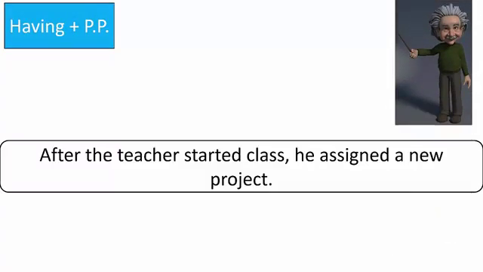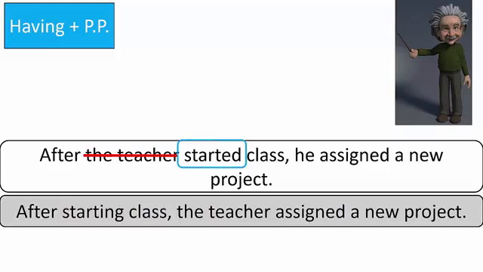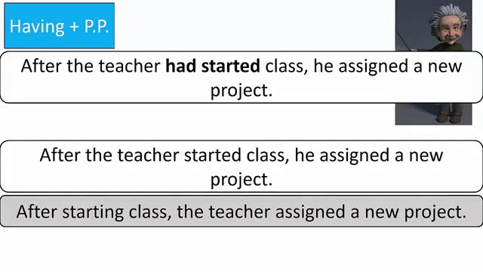Finally, let's look at one more way to start a clause with having and the past participle. You may remember from a previous lesson that we can reduce this clause. After the teacher started class, he assigned a new project. We can reduce it by deleting the subject and changing this verb to the ing form. After starting class, the teacher assigned a new project. This sentence has the same meaning as this sentence with the past perfect. After the teacher had started class, he assigned a new project. They are both about actions that happened in the past.